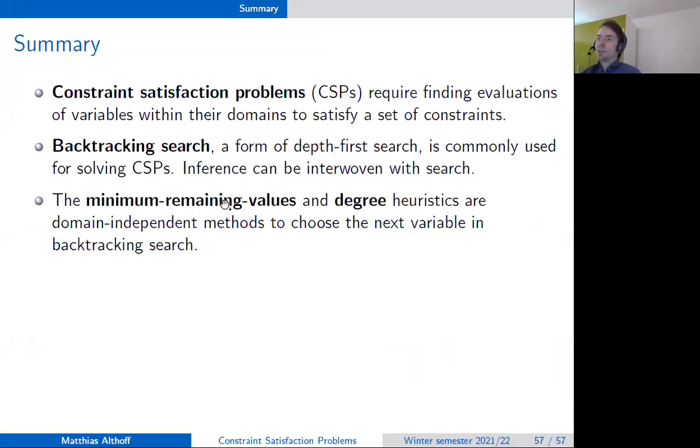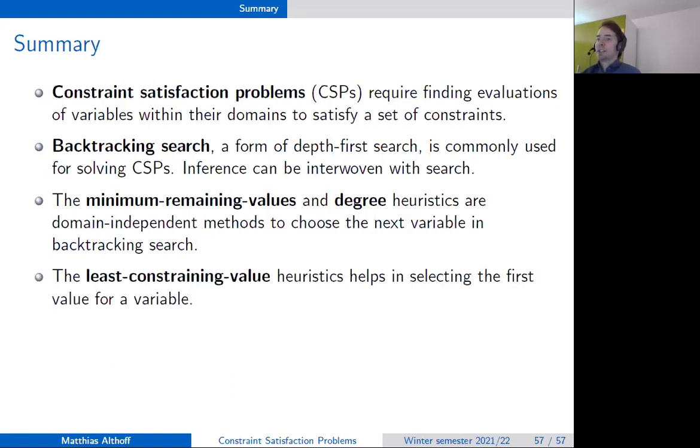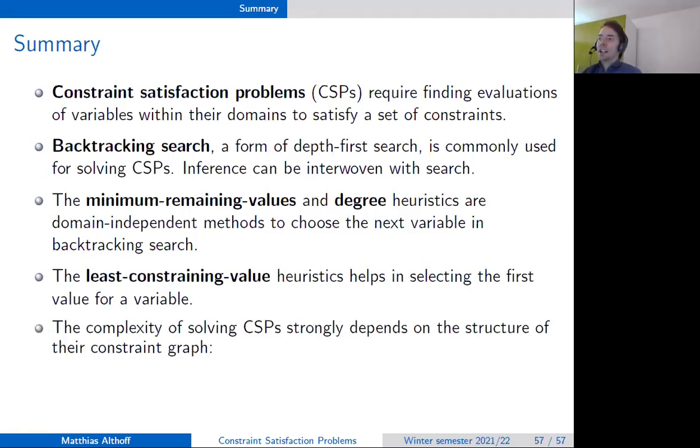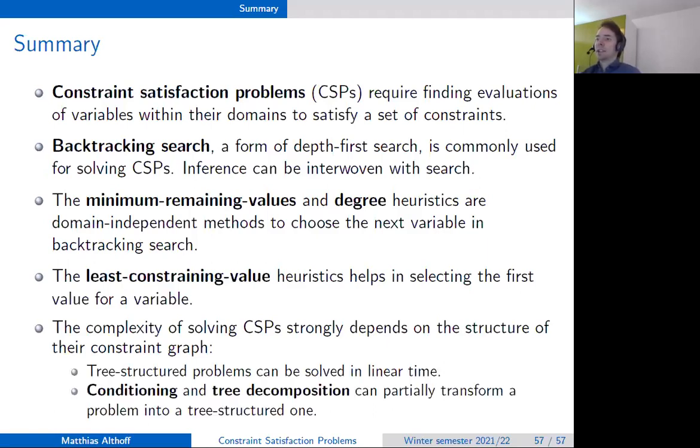We learned the minimum remaining value and the degree heuristic to choose the next variable. And we've learned the least constraining value heuristic to choose which value to choose next for a given variable. And we have seen that the complexity strongly depends on the structure. So if you have a tree structure, we have linear complexity, and this can be realized by conditioning. So guessing values so that the remaining graph is a tree, or tree decomposition, as I just mentioned, with the super tree.